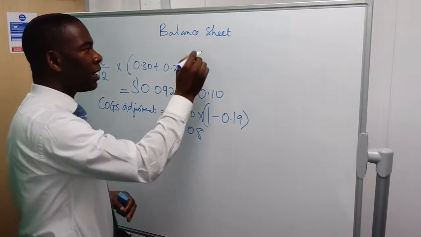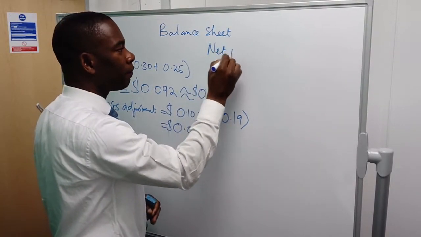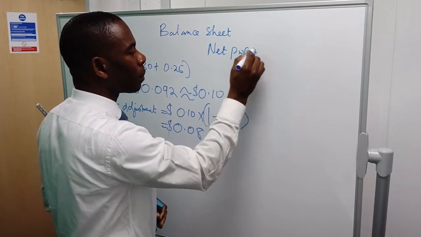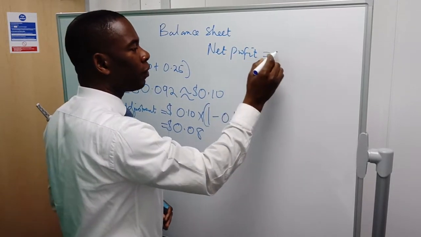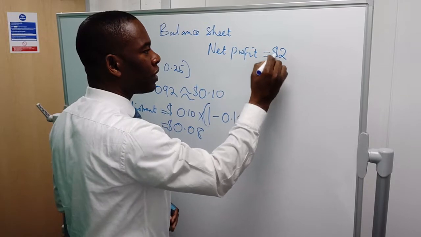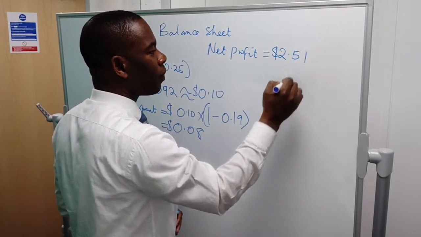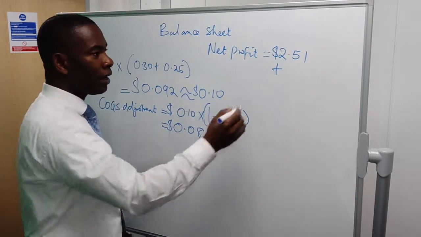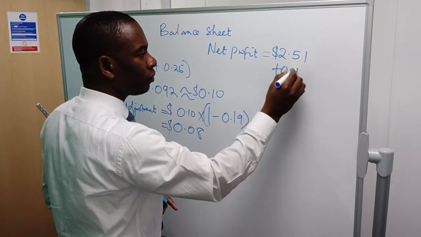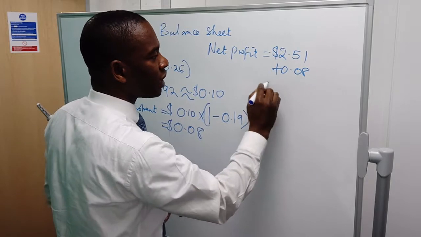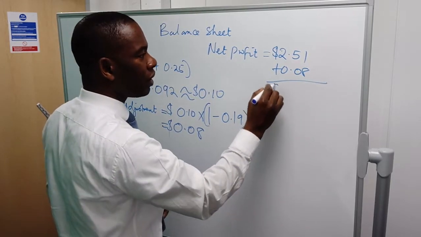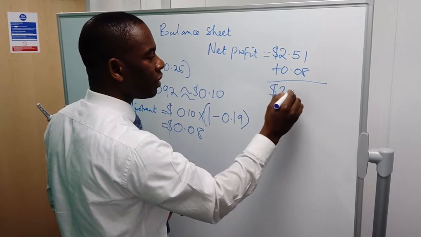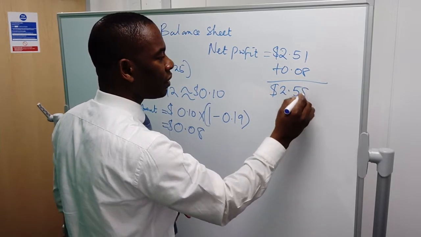It means that our initial net profit of $2.51 would increase by 8 cents. So that now gives you $2.58.